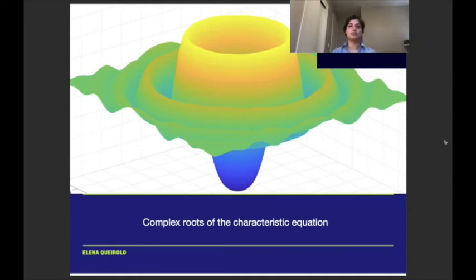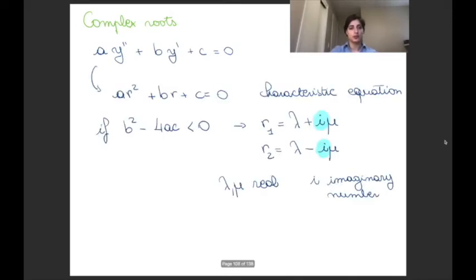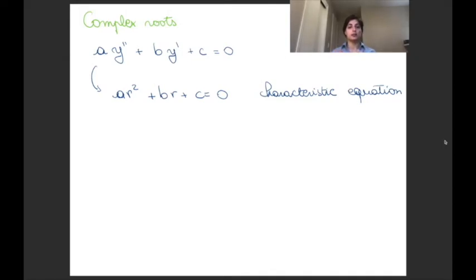For the last topic of this week: what happens when the characteristic equation of a second order linear homogeneous constant coefficient ODE has complex roots? Let's go for it. The ODE we're looking at is a y'' plus b y' plus c equals 0. We associate to that a characteristic equation, a r squared plus b r plus c equals 0.